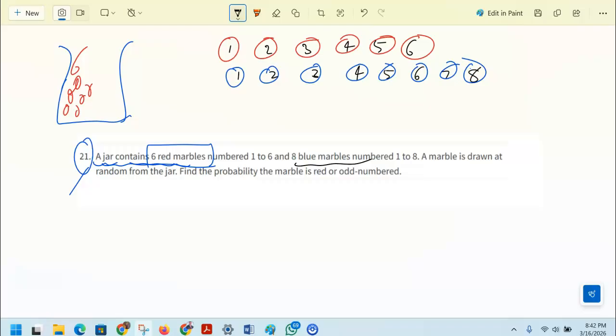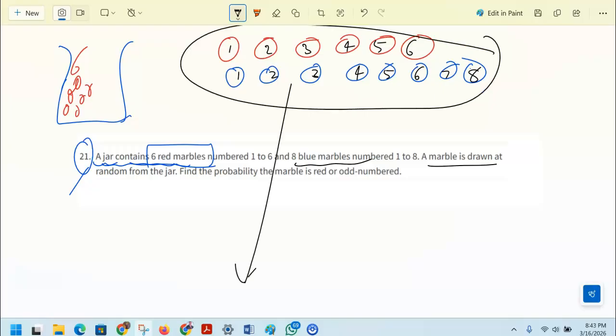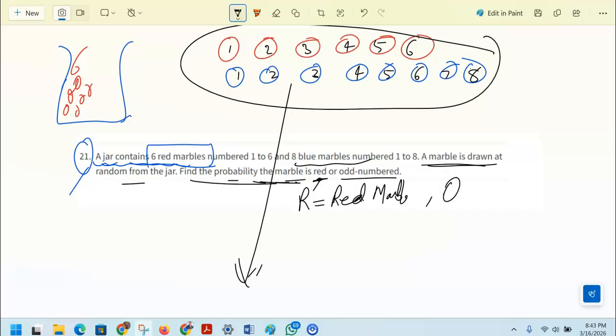The question is, a marble is drawn. So among these two, you pick one. Find the probability that the marble that is selected is going to be red or odd. So let R stand for the event of a red marble, and O stand for an odd number.